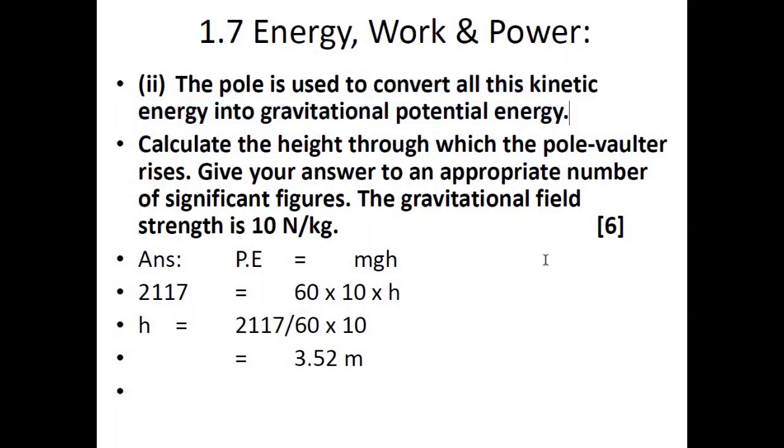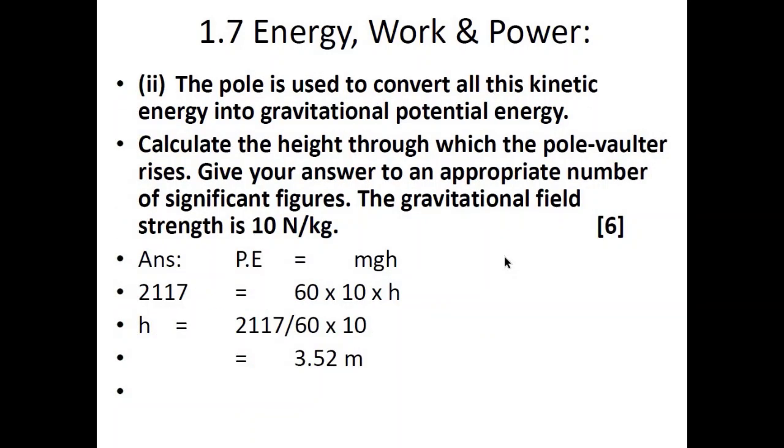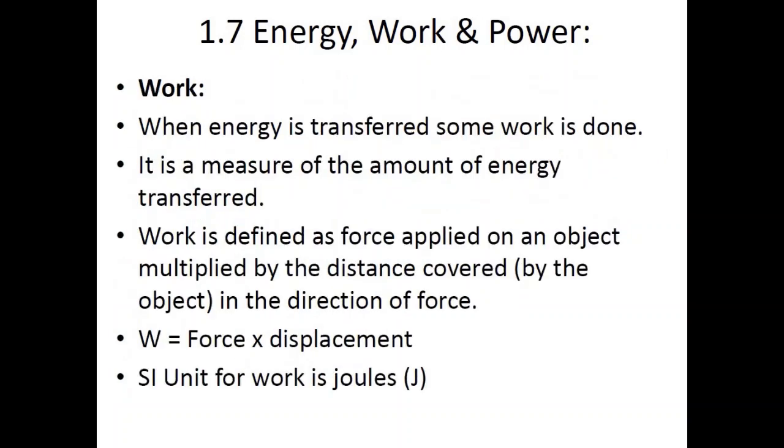So we know that the kinetic energy of the pole vaulter was 2117 joules. If all of that is converted into potential energy, that means the potential energy is also 2117 joules. Now plugging that into the formula, GPE equals mgh. In place of potential energy we write 2117. For mass we know it is 60. g is given as 10, otherwise we would have taken it as 9.8, and the height we don't know and need to calculate. So we simply rearrange the formula: h equals potential energy divided by mass times gravity, and this gives us a height of 3.52 meters.